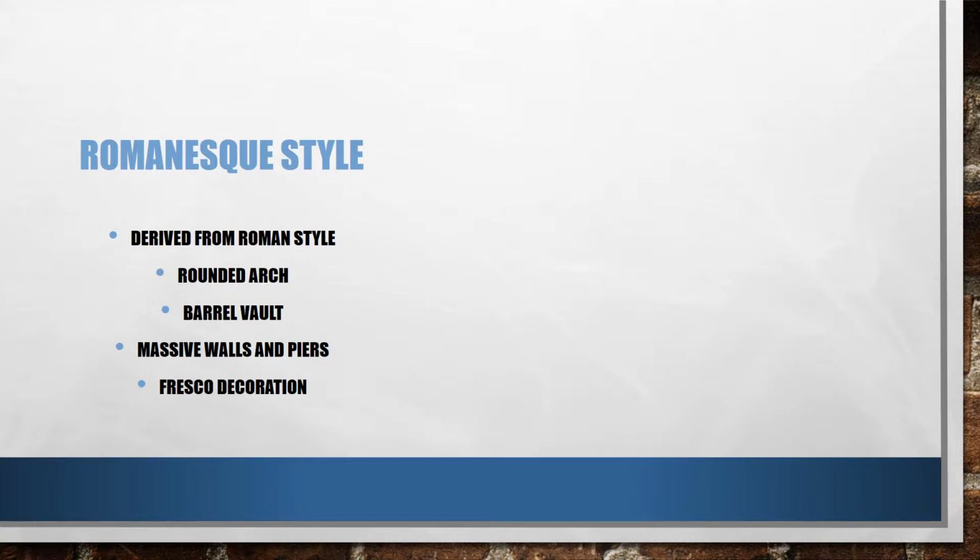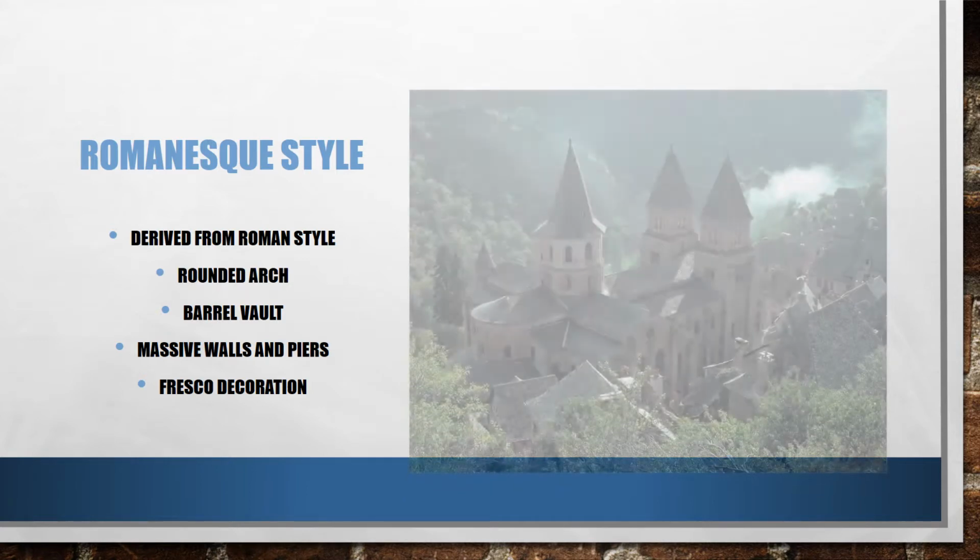Romanesque churches were the first medieval European buildings to rival the buildings of Imperial Rome in both size and beauty. Ottonian ambitions also fostered a new style in sacred architecture characterized by massive walls and piers and rich sculpture and fresco decoration.